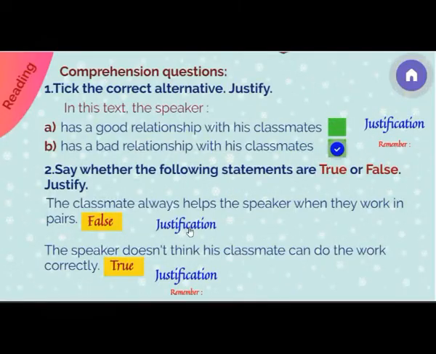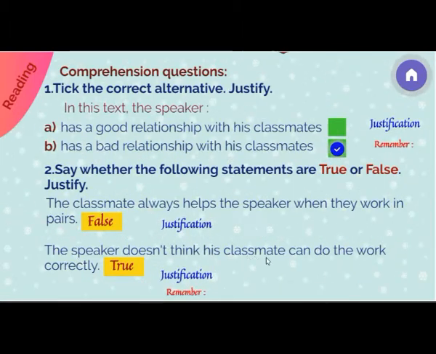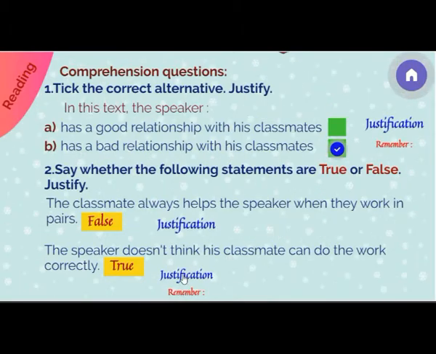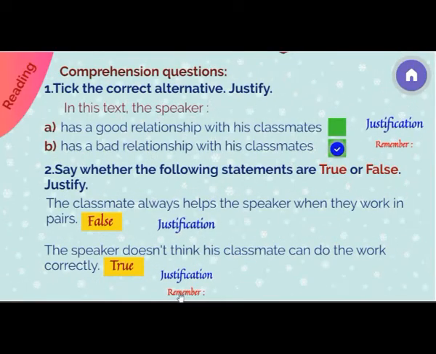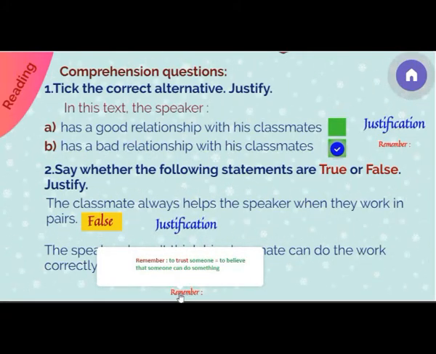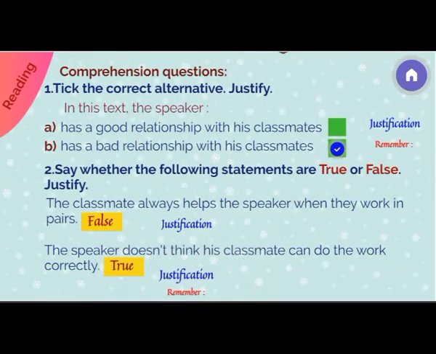He doesn't help him. So statement number 2, the speaker doesn't think his classmate can do the work correctly. It's true. The justification is: it was hard for me to trust him to do it right. And here let's remember the meaning of the word to trust. So to trust someone is to believe that someone can do something the way you want it to.